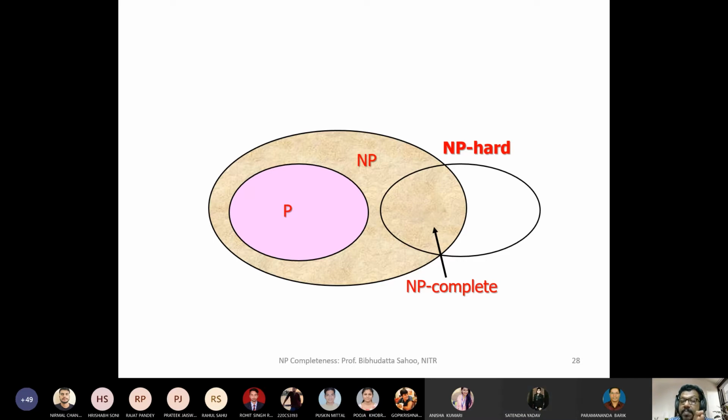P is tractable and NP is intractable. So the whole problem space is divided into two categories. First, we'll simplify things without naming NP-hard and NP-complete. So the clarification between P and NP is like this. P stands for polynomial time algorithm and NP stands for non-deterministic polynomial time algorithm.